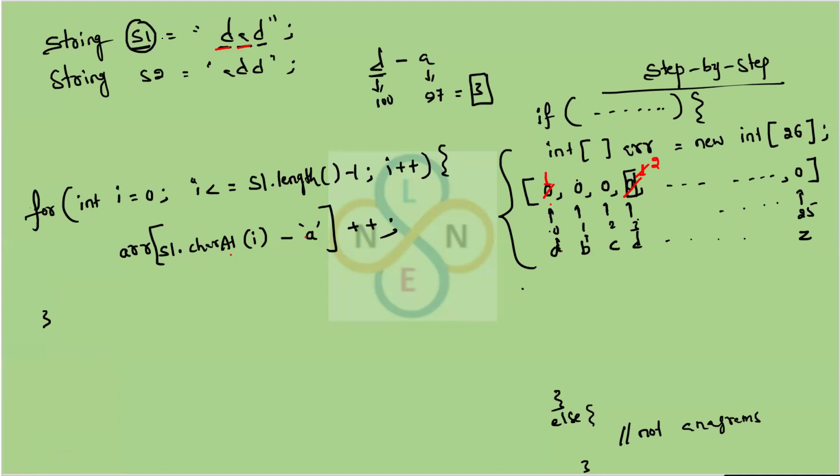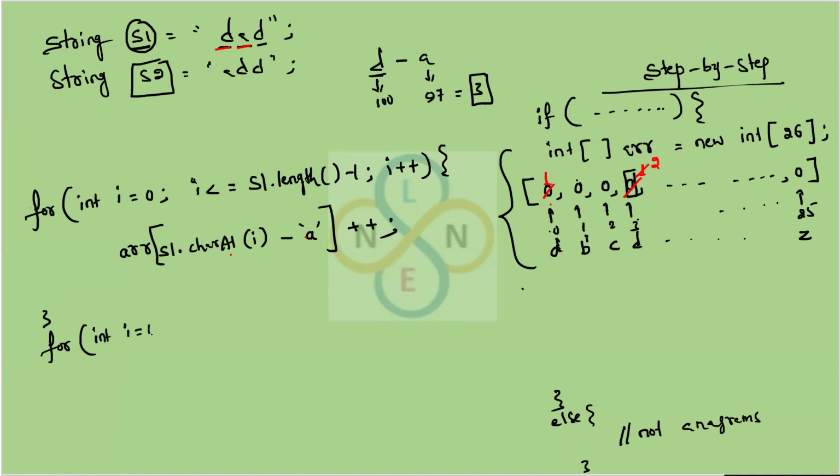Then if the number of characters are same, by writing one more for loop with the help of S2, now can we decrement the values? Yeah, that's a trick. That's the logic behind this question.